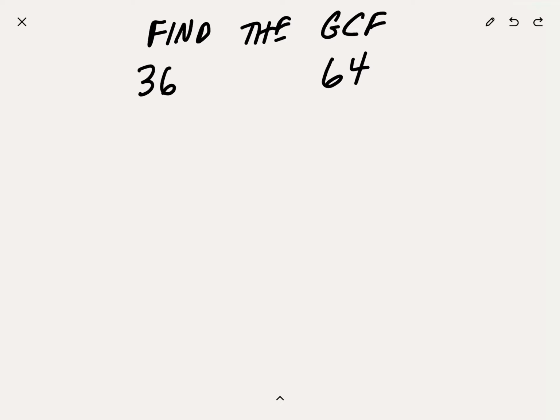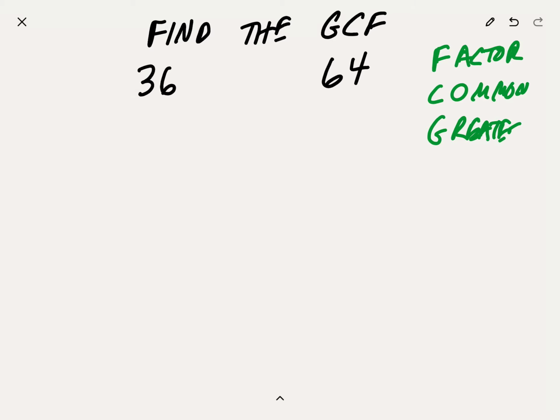I was watching a couple videos, and I saw one student made this point. He says GCF is really FCG. And I thought about it, and he's right. The first thing you do is factor, then you find what's in common, and then you find the greatest number of what's in common. And that's how you find the GCF. So I like to use the factor tree, so let's go.